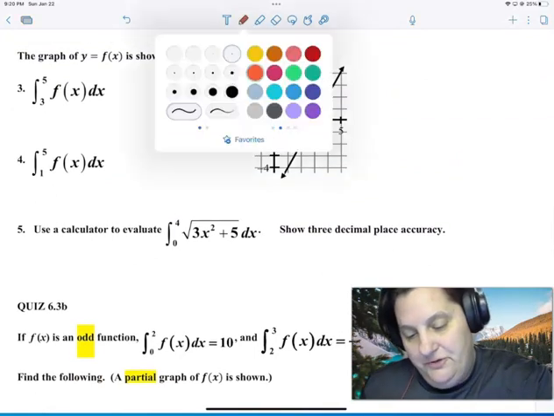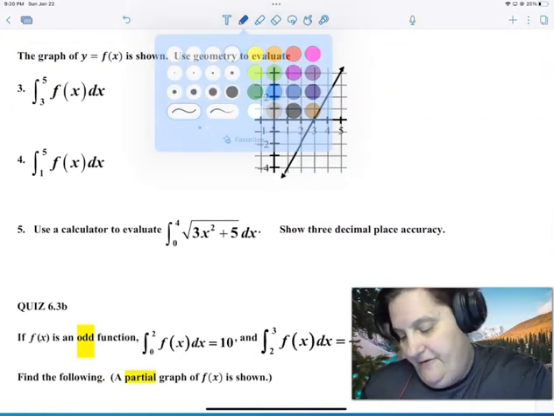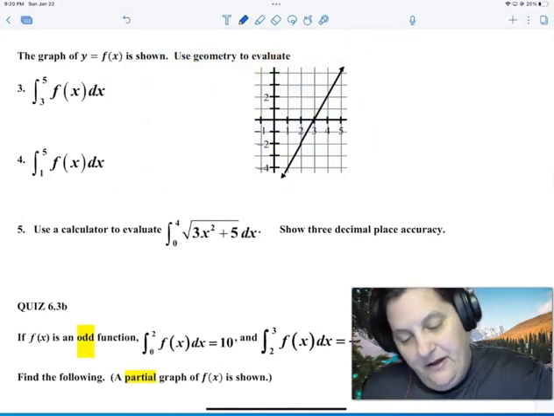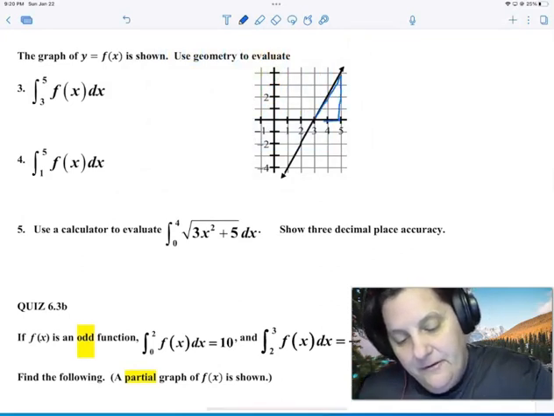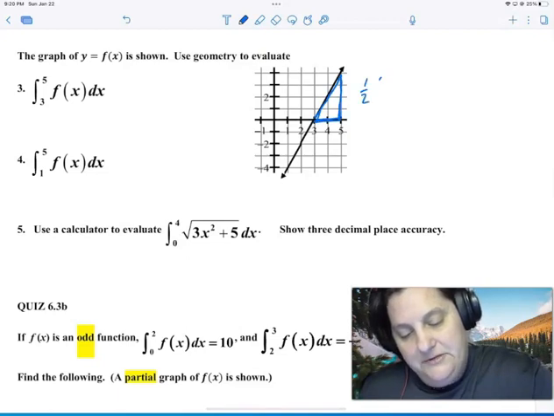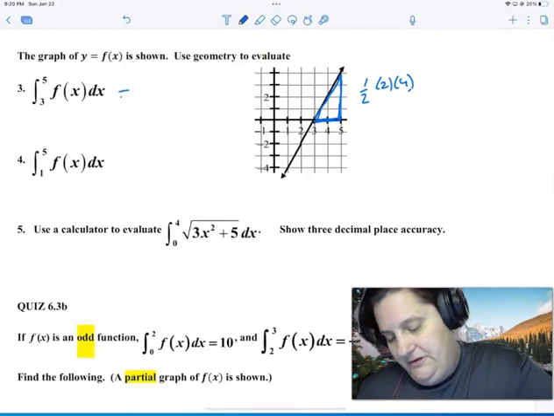Okay, use geometry to evaluate. This will be fun. The integral from 3 to 5. All right, you guys, that's a triangle. 1/2, the base is 2, the height is 4, so that's going to equal 4.